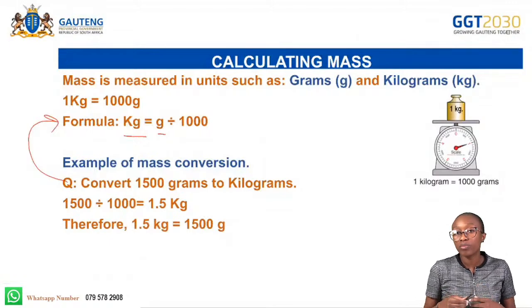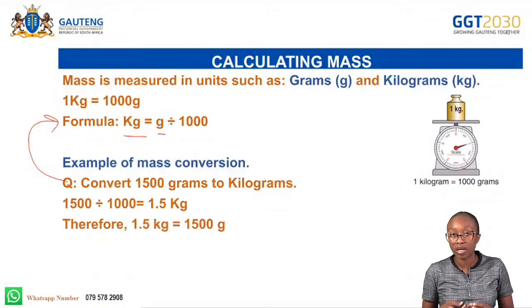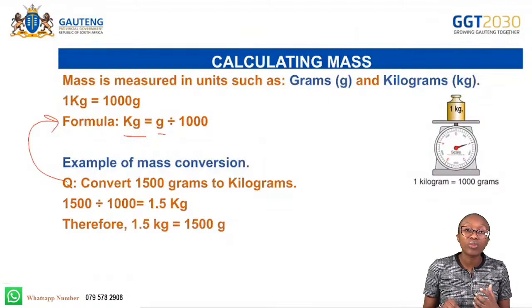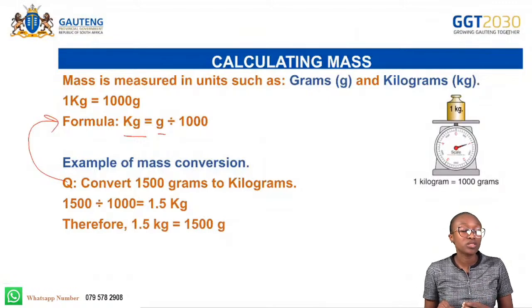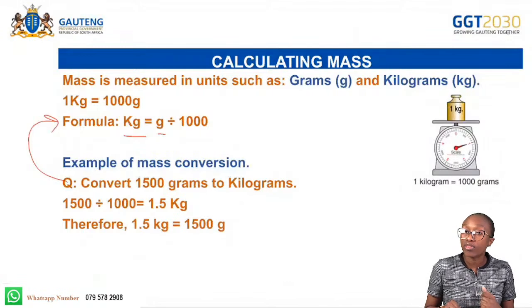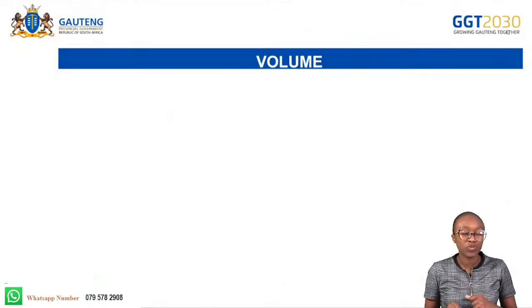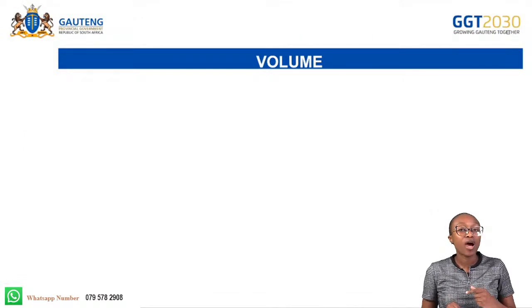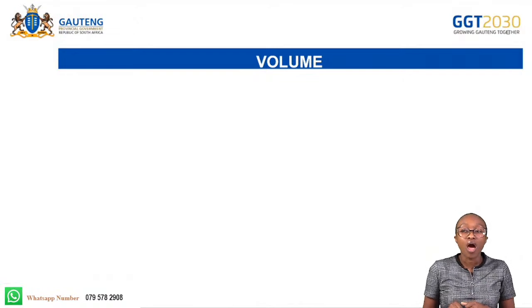So the next time you go to the store and you see a packet of sugar or a packet of salt, and it's written 500 grams on it, or 1.5 kgs, you can now convert and find out how many grams are these kgs, or how many kgs are these grams. Okay, now that we can do mass conversion, let's move on to the next one.